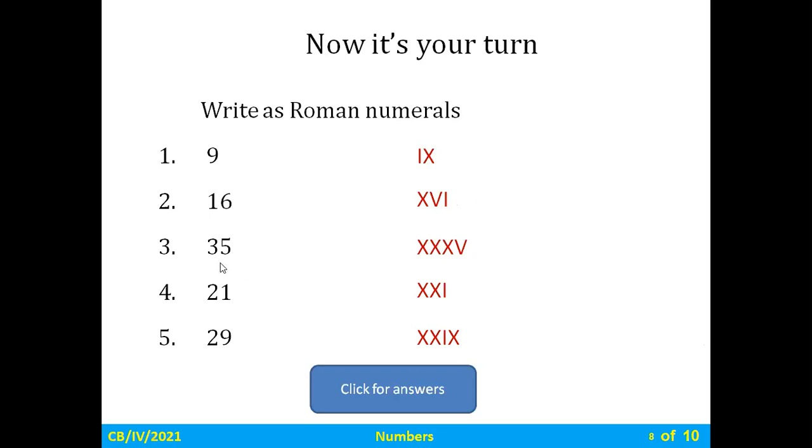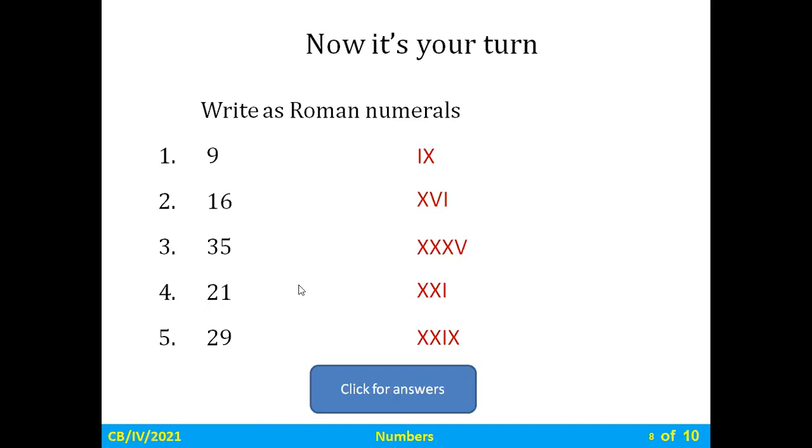Now coming to 35. 30, how we are going to write? 10 plus 10 plus 10, right? So X plus X plus X, triple X. And for 5, what is the letter used in Roman numerals? V. So this gives us 35. Easy? Yes.